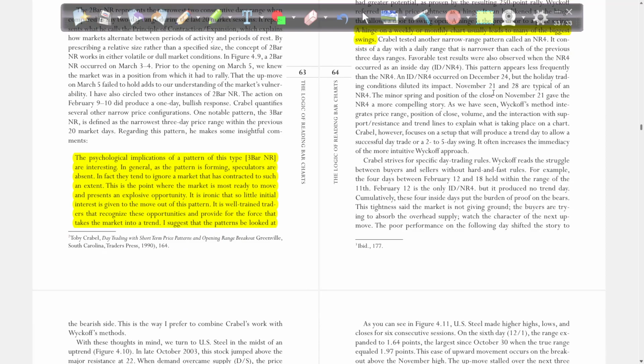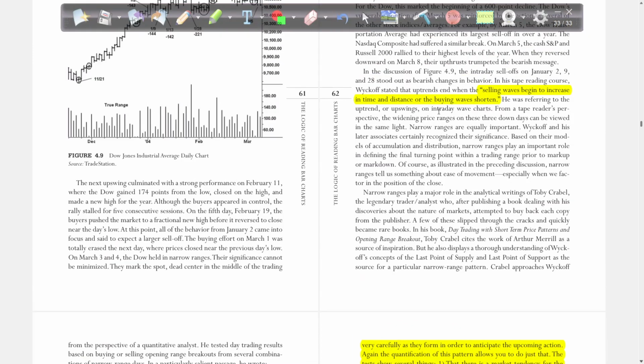November 21st and 28th are typical of a narrow range 4. The minor spring and position of the close on November 21st gave the narrow range 4 a more compelling story. November 21st and 28th.